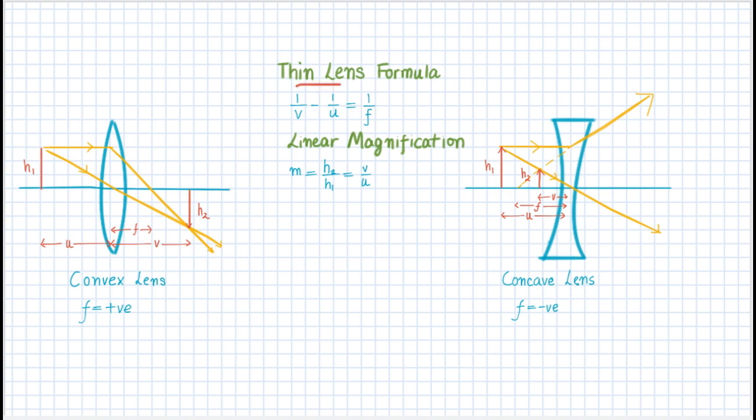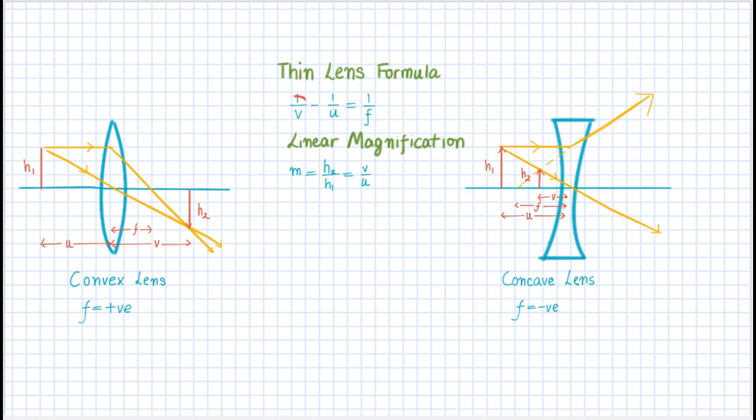According to the thin lens formula, 1 by v, where v is your image distance. So if this is your convex lens and this is your image, then this distance is known as your image distance. Similarly for a concave lens, suppose this is your concave lens, this is the image formed, and this is the distance from the center of the lens, then this is your image distance.